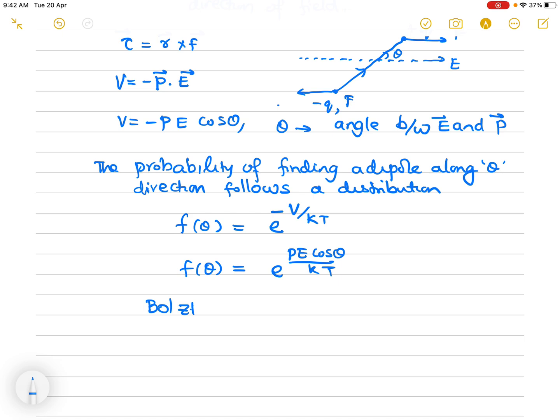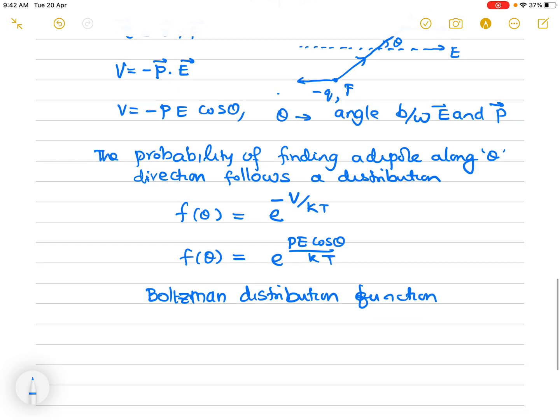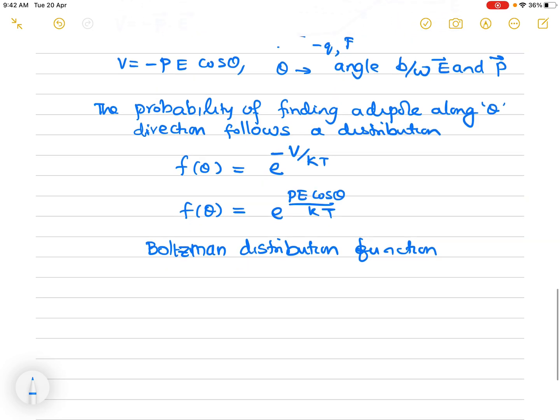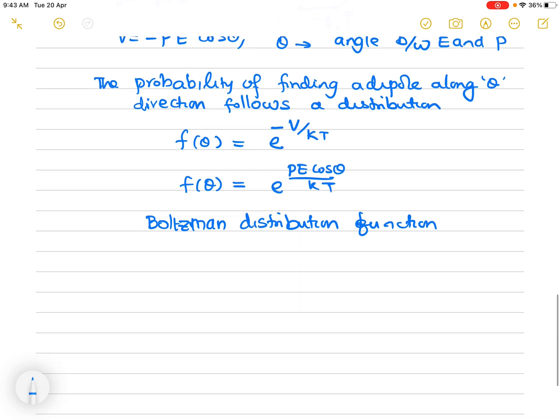So now the probability of finding a dipole pointing along theta direction follows a distribution function f of t is equal to this. So the average value of x component of a dipole moment is simply px average value.